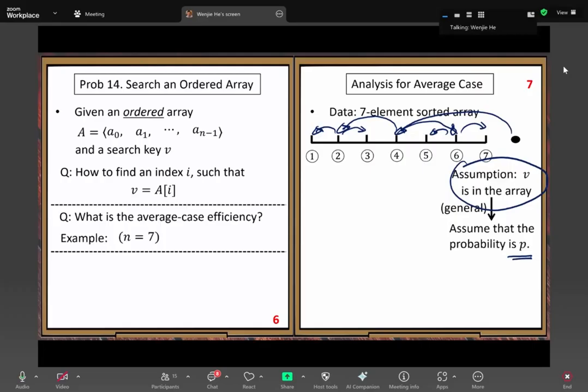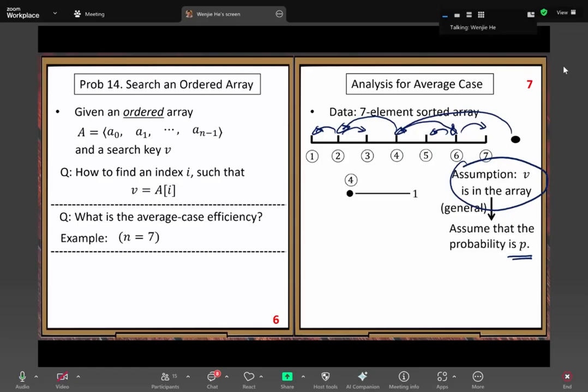Our focus is on all the cases you have in binary search when V is in the array, when you can find the V value in the array. Then the root of the binary tree, node number 4, should be the root, because for the first comparison we compare V with the element at node number 4. So we put it at the root of the binary tree.